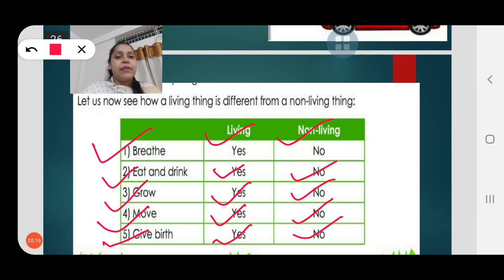We have to lift them, and then only they can move. We can lift them and put them in another place, then only they move. Then they don't give birth to children. So I hope, children, it's clear to you.